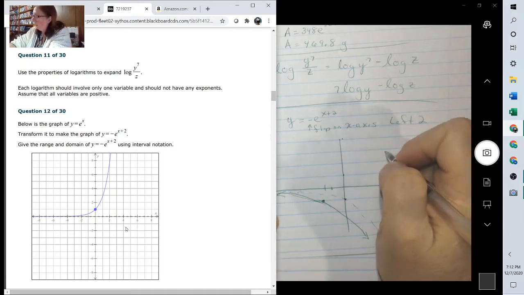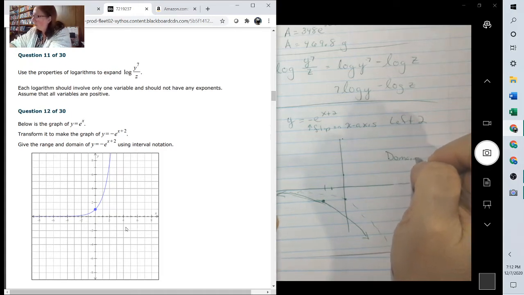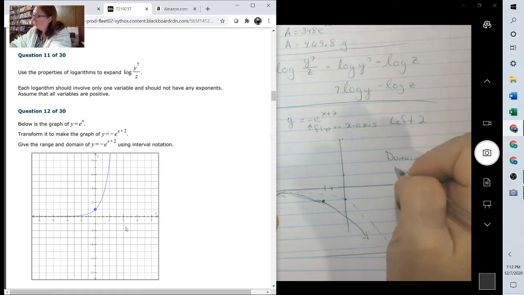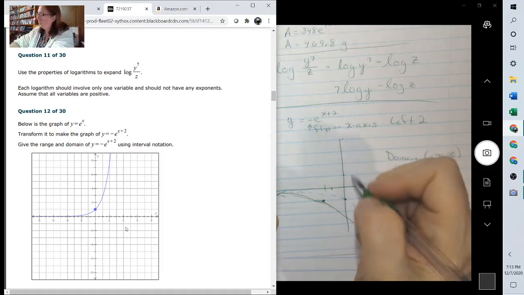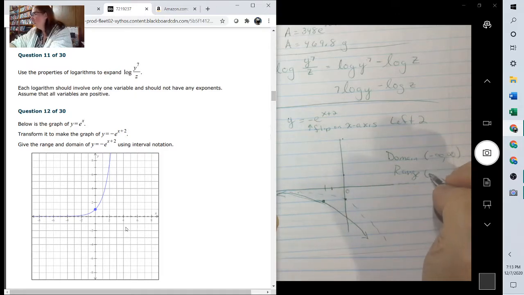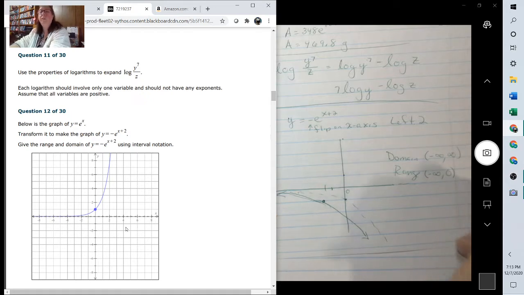So the domain is all real numbers. And the range, all these negative values until I get to 0. So it's negative infinity to 0. 0 will be a parenthesis. It's going to approach it. It's not going to hit the x-axis.